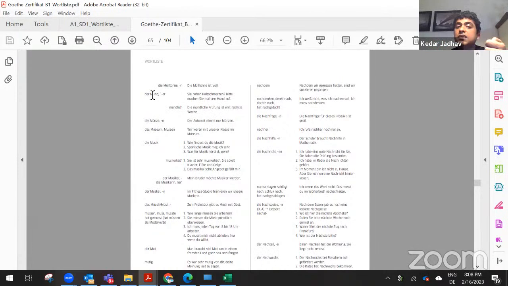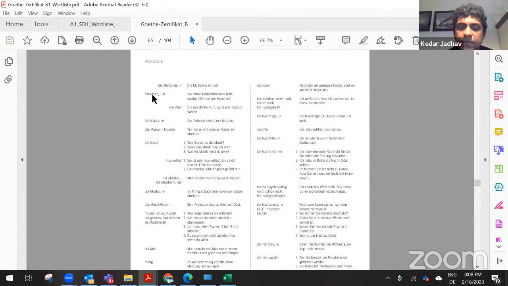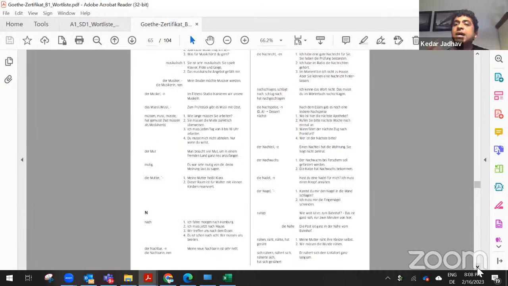Museum, easy hai, right? Music, easy. Muskel is muscle. It's very similar to muscle. Müsli, müsli sabko pata hai. Müssen is must. Mut is courage. Or mutig is then kya hoga? Courage. Mutter is mother sabko pata hai. Nach, matlab after sabko pata hai. Nachbar is your neighbor sabko pata hai. Everybody knows. Okay, hum aage chale gaye.